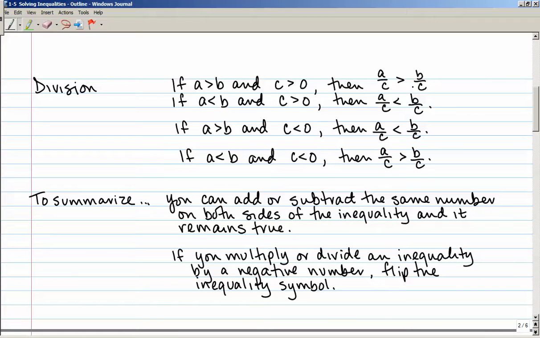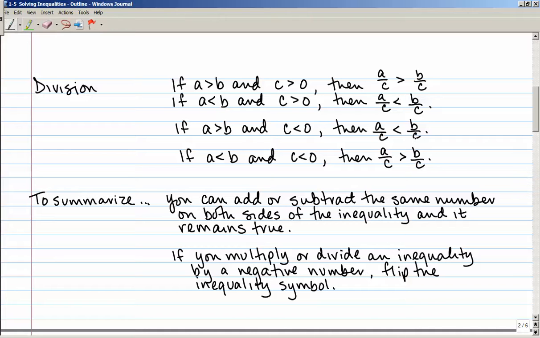Okay, if I'm dividing both sides by C, and notice in none of these cases is C equal to 0. If C is a positive number, then if A is greater than B, then A divided by C is greater than B divided by C. And the same thing is true for less than. That's if C is a positive number. However, if C is a negative number, then your greater than turns into a less than, and your less than turns into a greater than. If A is greater than B, then A divided by C, where C is a negative number, is going to be less than B divided by C.